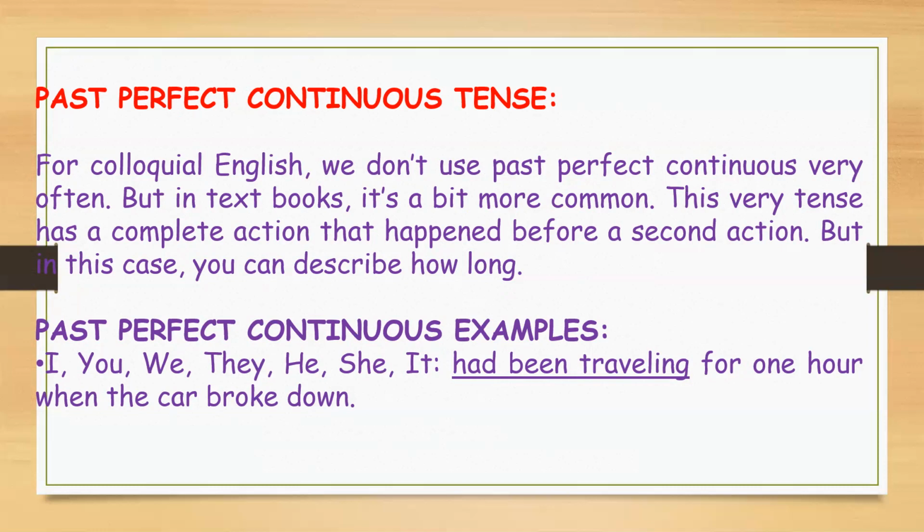But in this case, you can describe how long. She had been traveling for 1 hour when the car broke down. So the action is over and they were traveling, but the action was incomplete somehow. So this is not the tense that we generally use, but it is mostly used in the textbooks. So had been plus ing is the formula for past perfect continuous tense. So this is how you finish with past tense, four forms of past.